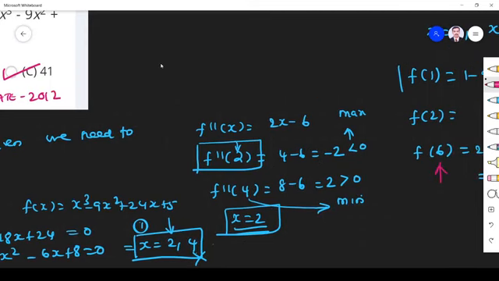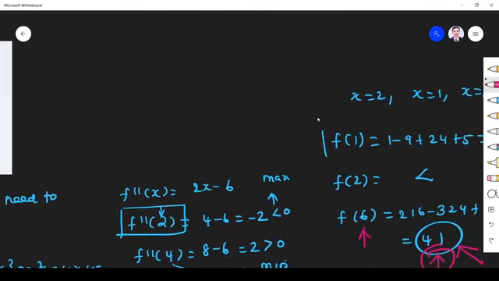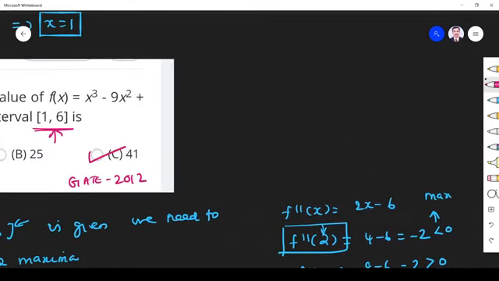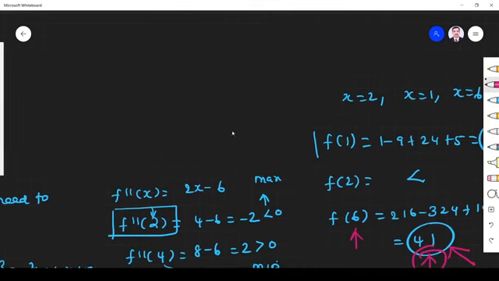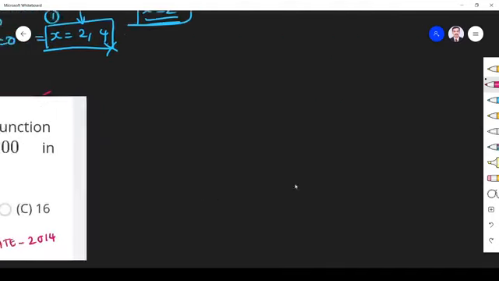So 2 is important. Then we take the other 2 points given in the problem, 1 and 6. So substitute all the values in the equation. Which one will give the maximum value? That value is the maximum value. Suppose x is equal to 2 gives maximum value, then that is the maximum value. If they ask minimum, 21 is the minimum, right? So next problem we will see.